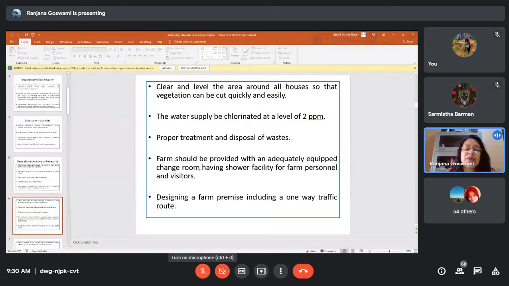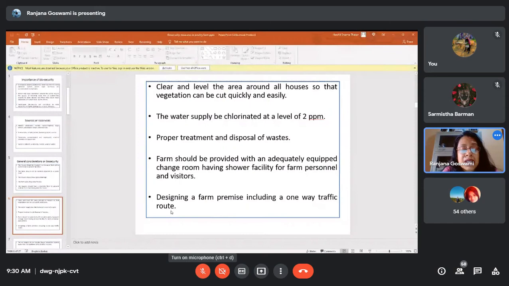So that is very much essential because people are the ones who carry the diseases, mainly through their shoes. That is the way of carrying the diseases. And designing a farm premise should include a one-way traffic route. It should always be a one-way traffic route. That means if you go in via one side, you can come out the other side.